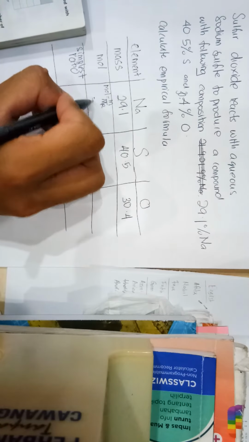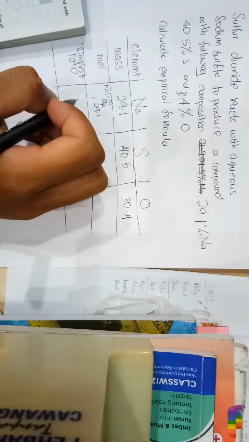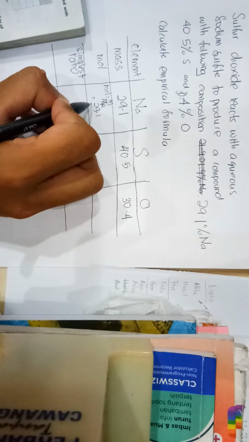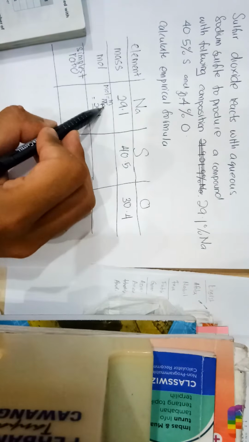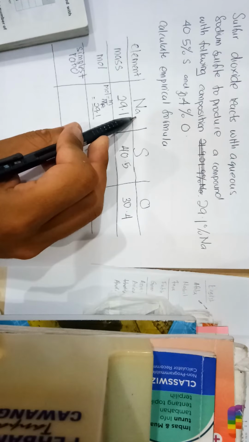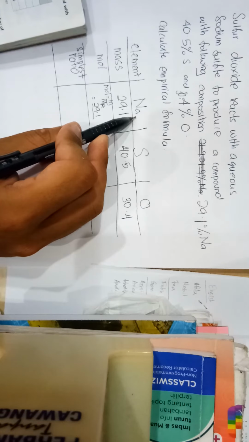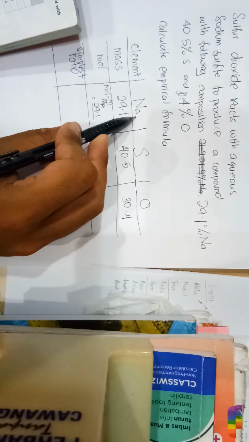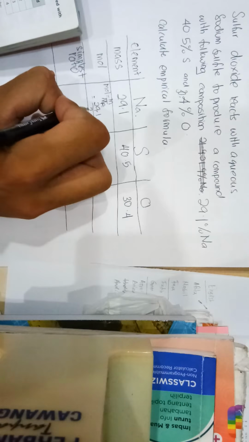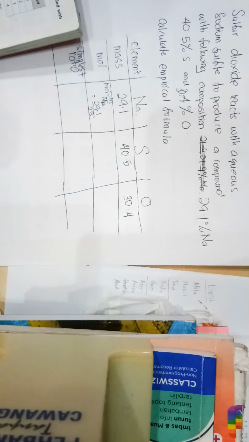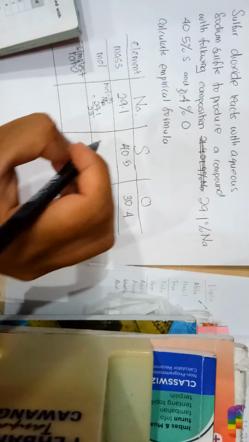So here my mass is 29.1. Okay, divide by molar mass. Which molar mass? Sodium. Okay, so if you found that the sodium mass is actually 23, you get 23. Okay, next is for sulfur.